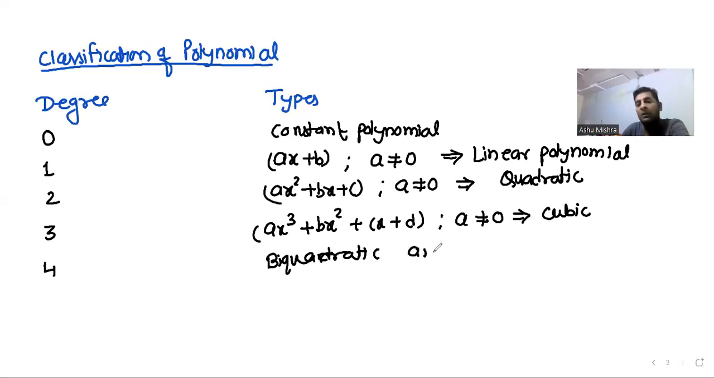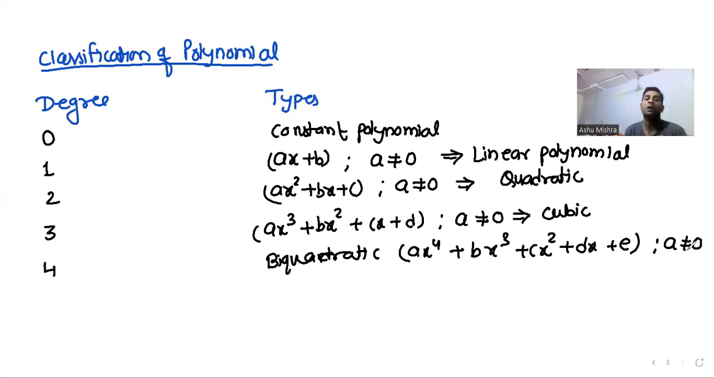Biquadratic polynomial, in the form of ax to the power 4 plus bx cube plus cx square plus dx plus e, where a, b, c, d all are real numbers or constants. Remember, the polynomials defined based on degree, there are 4 types of polynomial. Remember.